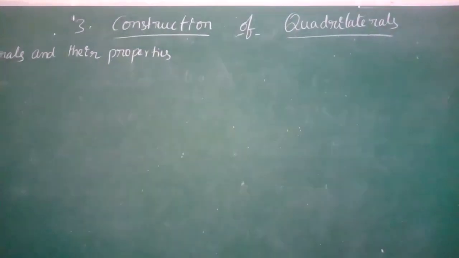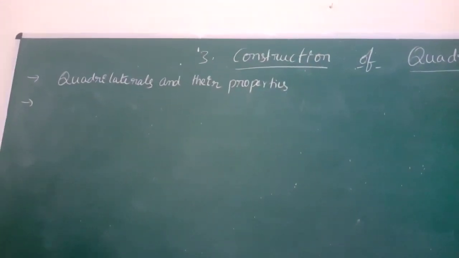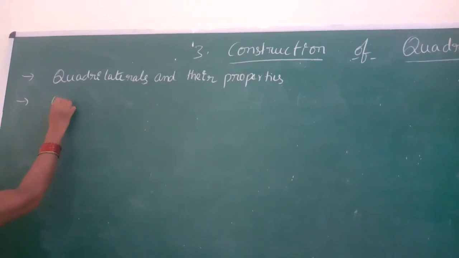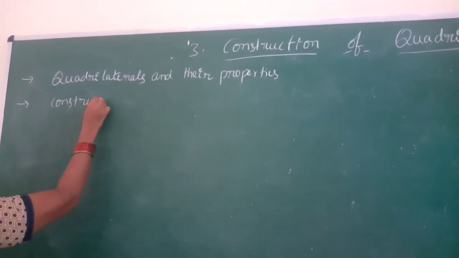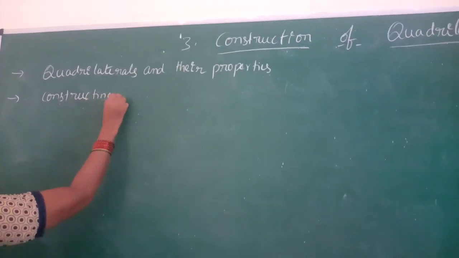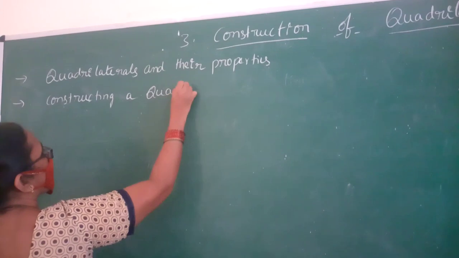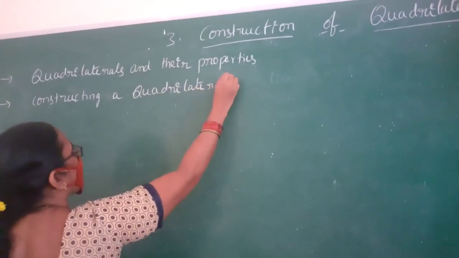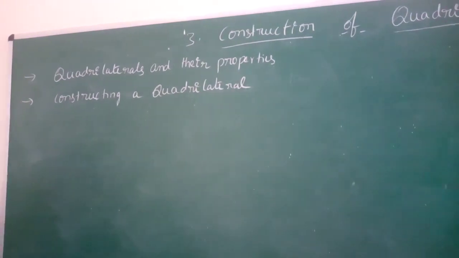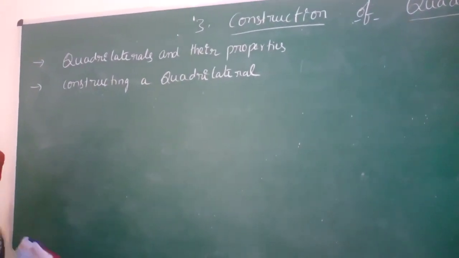Second one, constructing a quadrilateral. In this quadrilateral construction, in our textbooks, we have 5 methods.